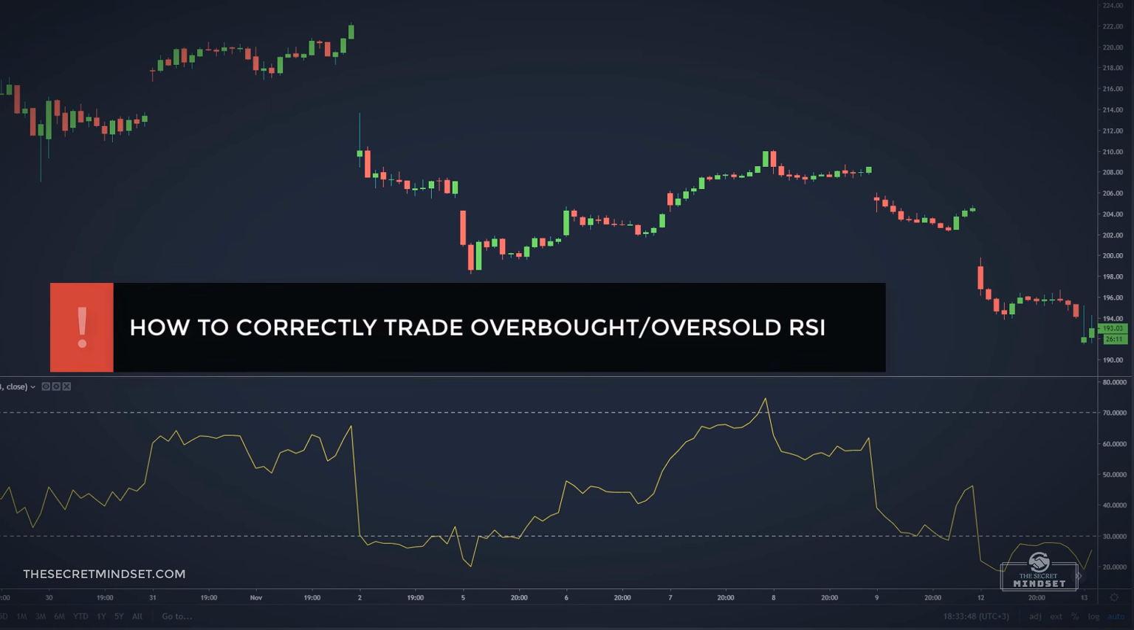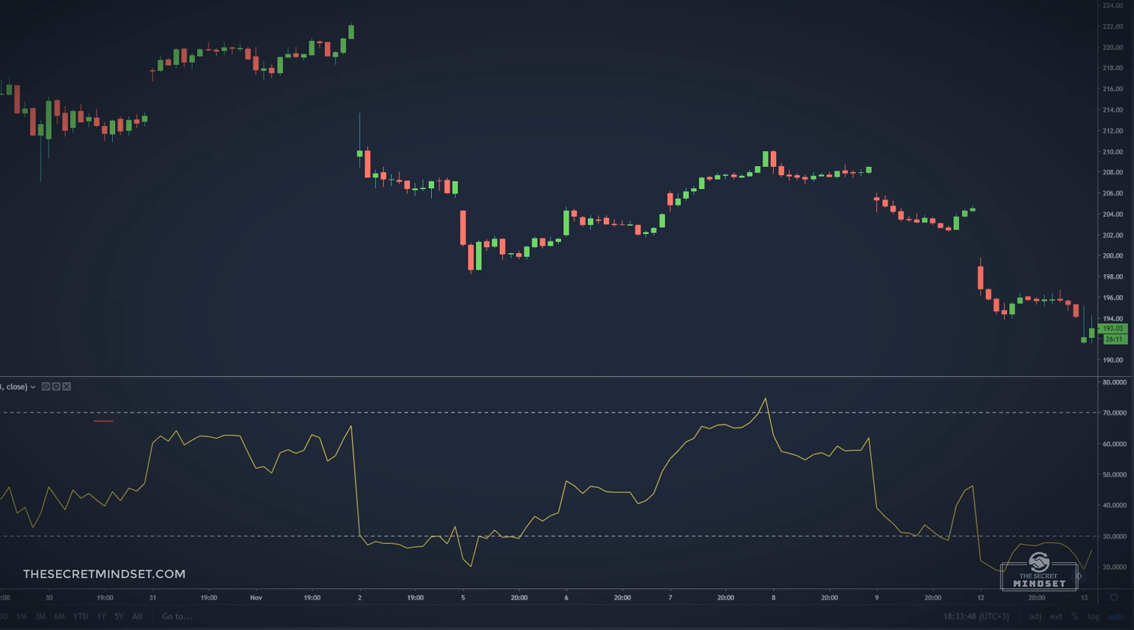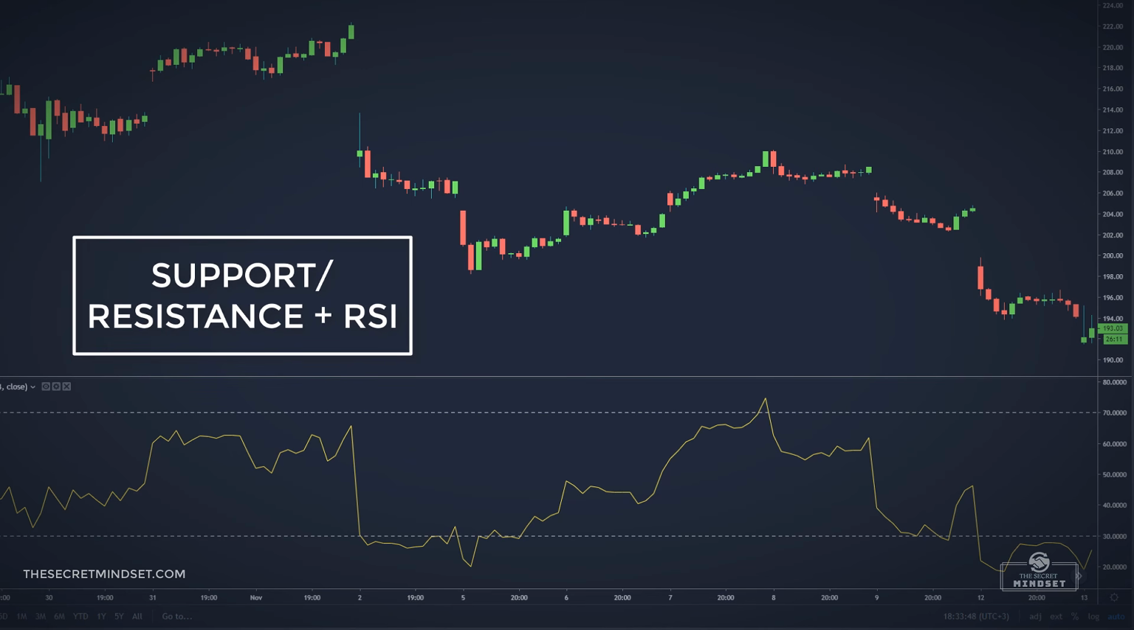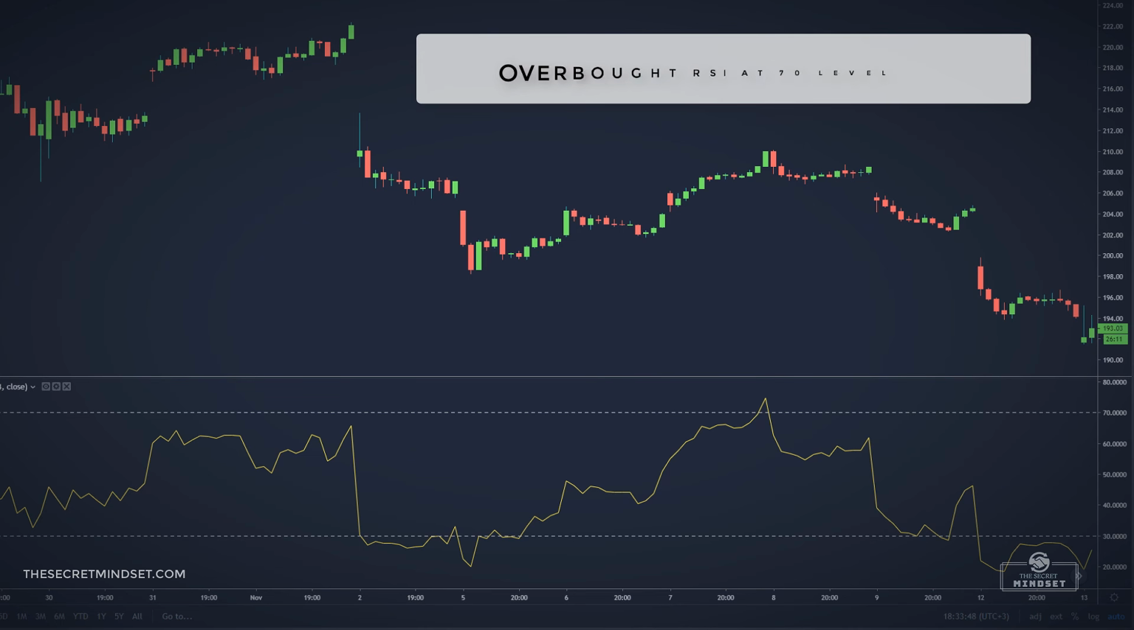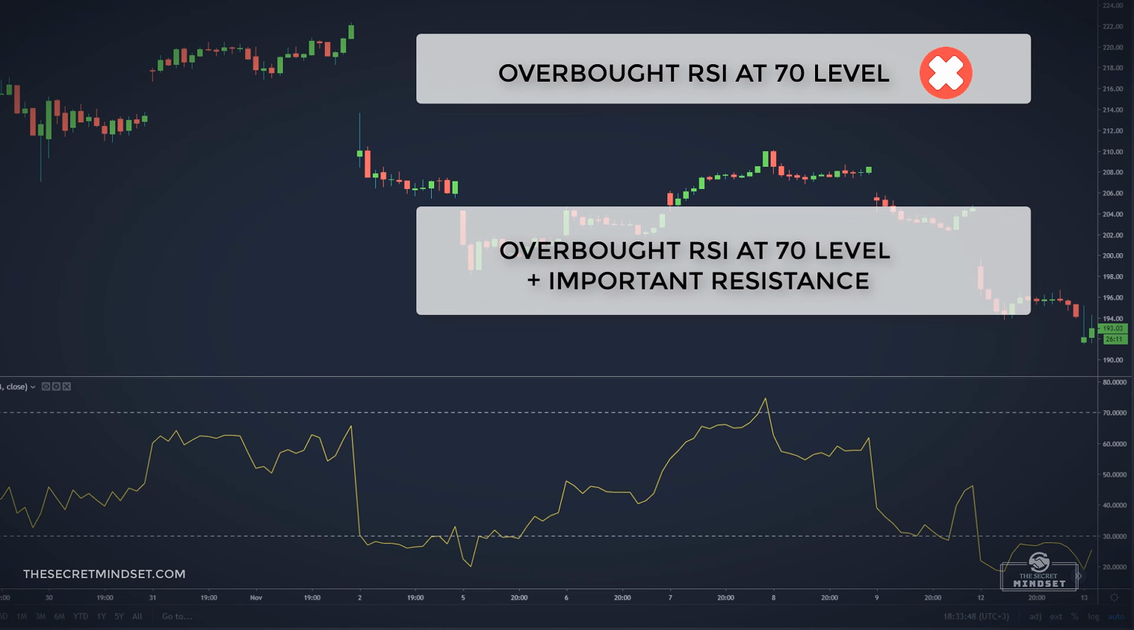Here's an important tip to increase your chances for trading overbought and oversold areas. Combine support and resistance levels with the RSI and look for areas of confluence between the RSI and strong areas of support and resistance on a chart. An overbought RSI at the 70 level means nothing, but an RSI at the 70 level and the price at an important level of resistance has a higher probability for a successful short.